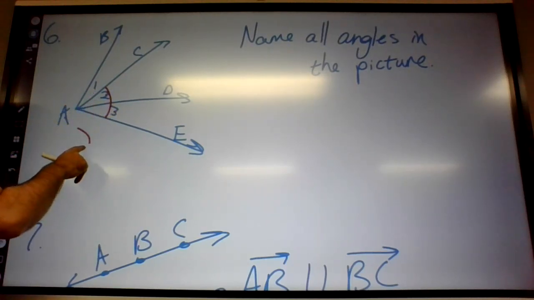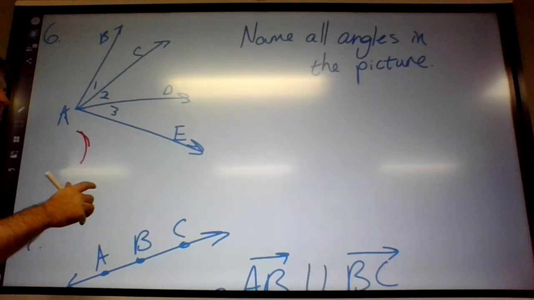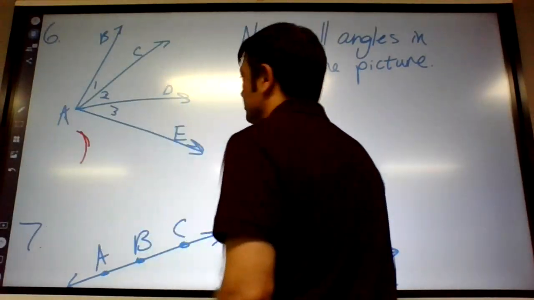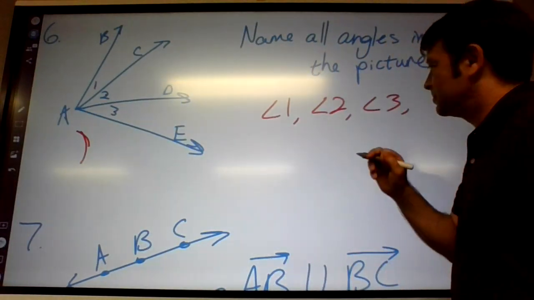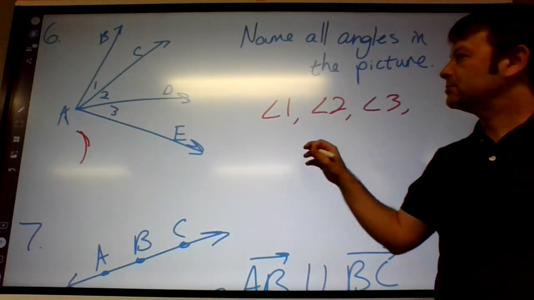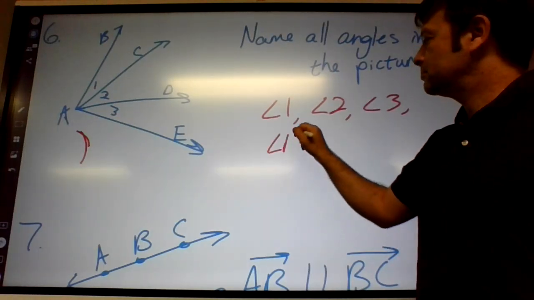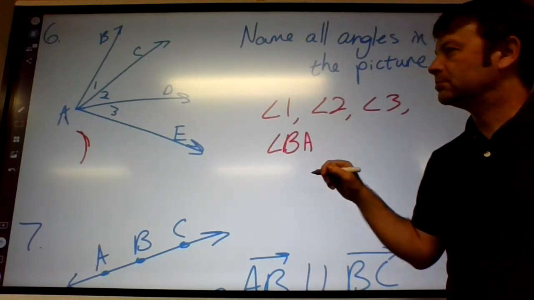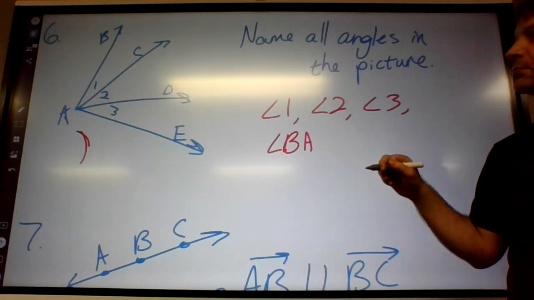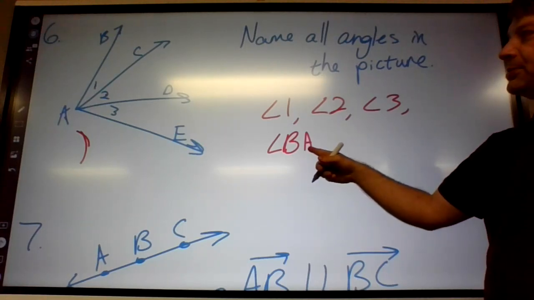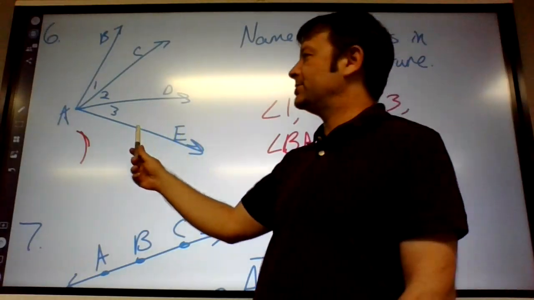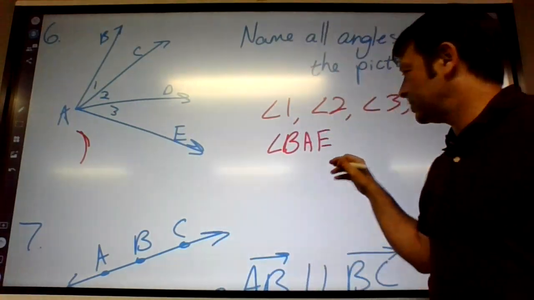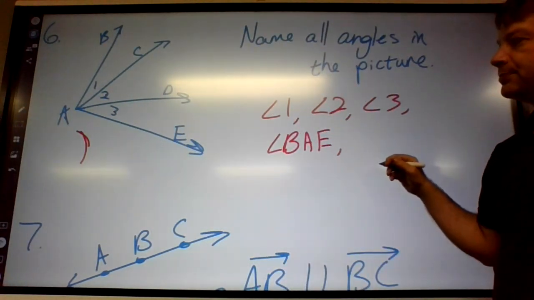Okay, so Carter, what are some of the angles you got? Angle 1, angle 2, angle 3. Okay. Angle BAE. I had EAB. And then there's angle EAC. Oh, did you say BAE on this one? Yeah, BAE. That's the large angle, which is the same as EAB. Go ahead. Angle EAC.